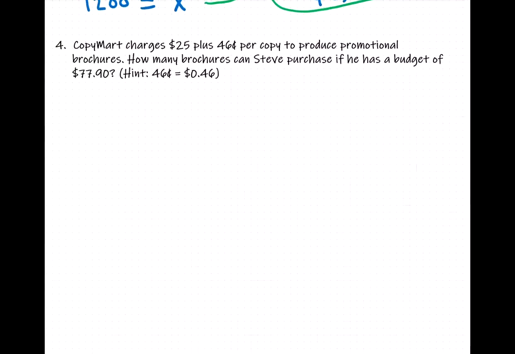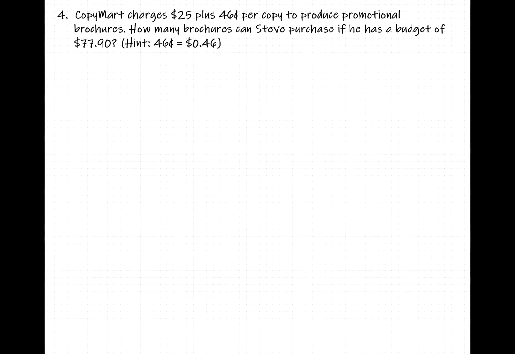All right, so number 4. CopyMart charges $25 plus 46 cents per copy to produce promotional brochures. How many brochures could Steve purchase if he has a budget of $77.90? Well, here's our question. How many brochures can Steve purchase? So let's say X equals number of brochures. Okay, and that's what we're looking for.